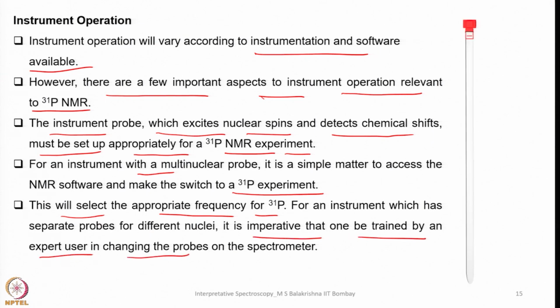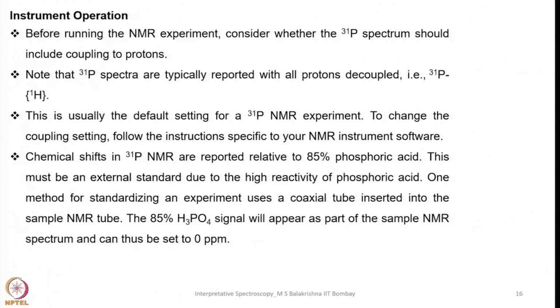So this is a typical NMR tube we are using, and this is a capillary tube containing 85% phosphoric acid, and this can be inserted and we can measure. For example, before running the NMR experiment, consider whether the 31P spectrum should include coupling to protons or not. You should remember that 31P NMR spectra are typically reported with all protons decoupled. That's a default setup, and this is usually the default setting for a 31P NMR experiment.